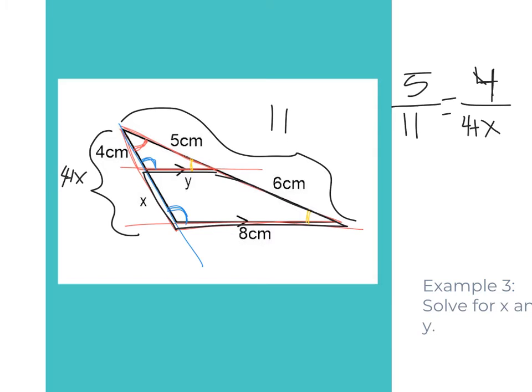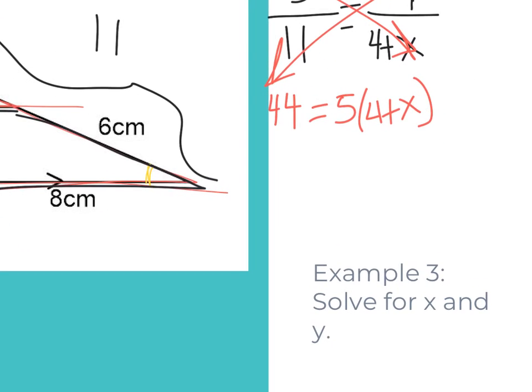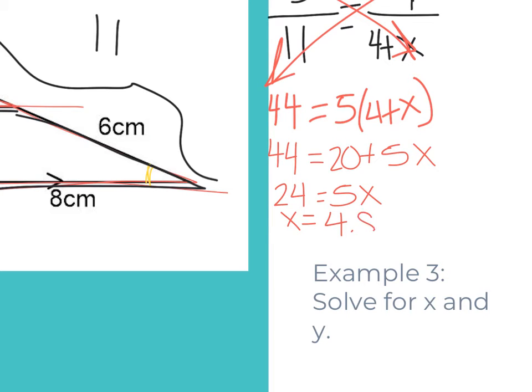It's a really poorly drawn 4. I'm going to do my cross products here. So I get 44 equals 5 times 4 plus x, and now I just need to solve using algebra. So I have 44 equals 20 plus 5x. So 24 equals 5x. So x equals 4.8, or 4 4/5.